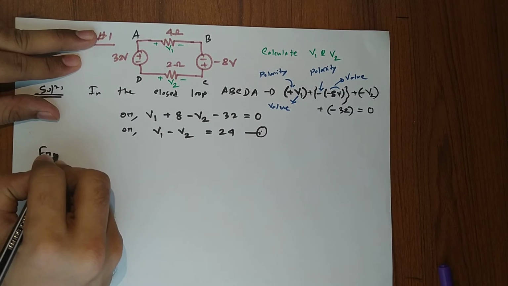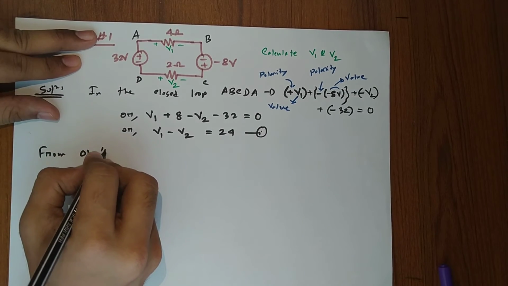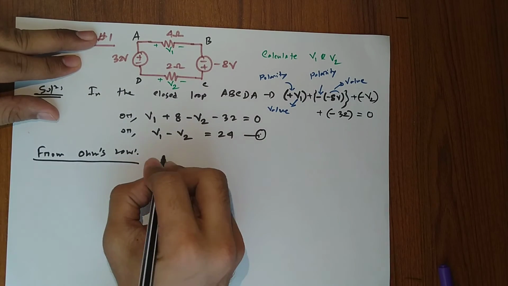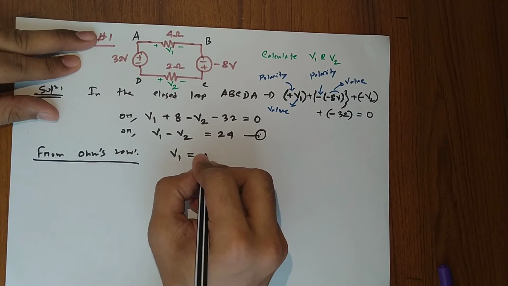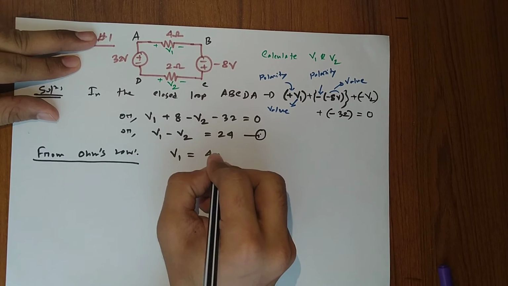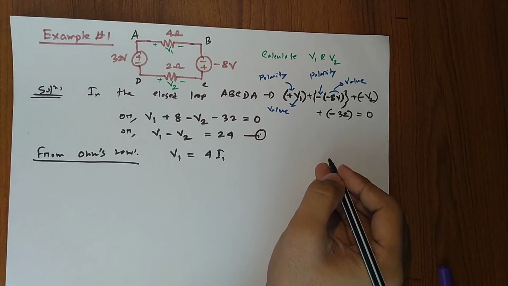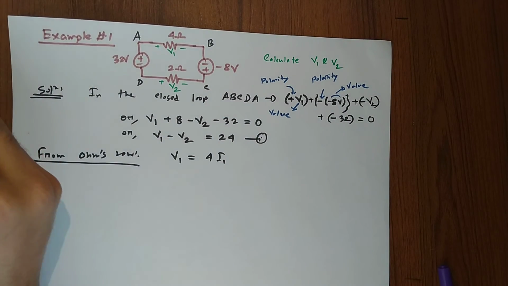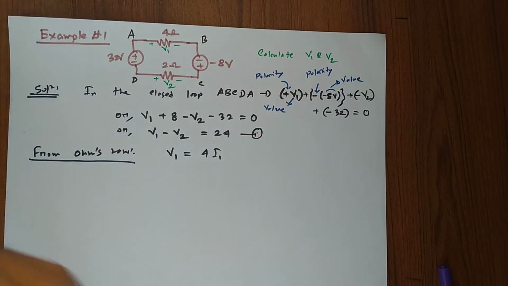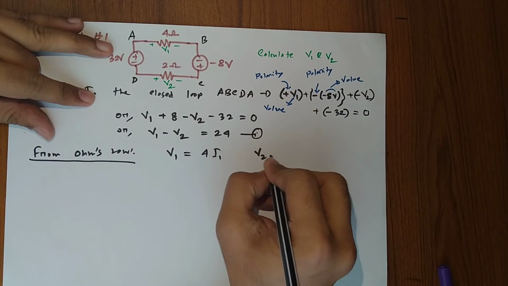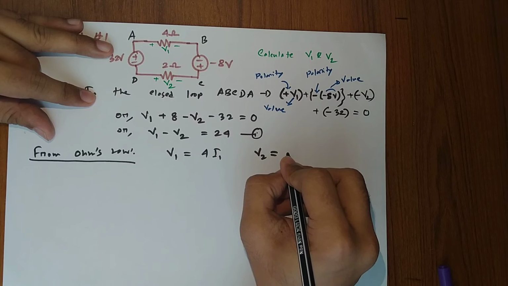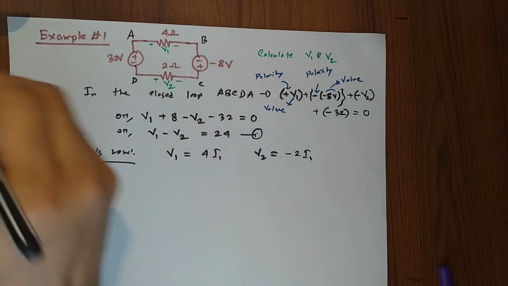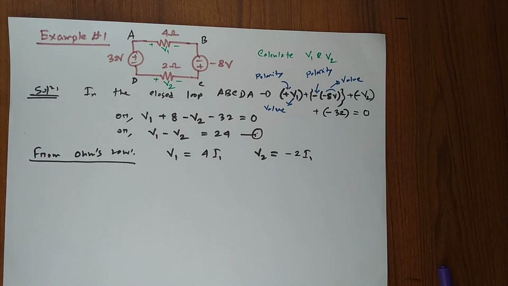Now from Ohm's law, see, from Ohm's law we know that V1 is equal to 4 times I1, isn't it? V1 is equal to 4 times I1, and V2 is equal to minus 2 times I1. So why is there a negative sign here?